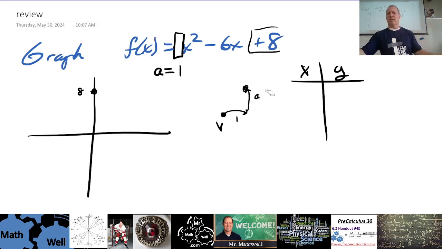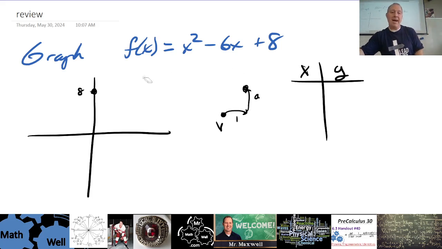But we don't know what the vertex is because this is not in vertex form. And right now, in this course, I haven't taught you how to change this into vertex form. If this is a perfect square trinomial, you can write it in vertex form. But if it's not, you don't know how to do that yet. It's called completing the square. If you want to look at some of my other videos on completing the square in pre-calculus 20, maybe pre-calculus 30, you can. But you don't have to know how to do that. So what I would suggest is this.